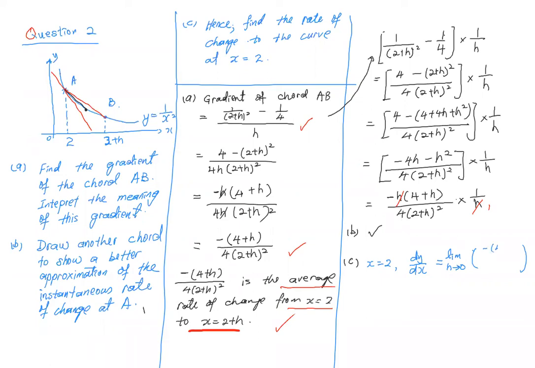Negative 4 plus h divide by 4, 2 plus h squared. Am I right? So as h tends towards 0, negative 4 plus h tends towards negative 4. So the answer is negative 1/4.